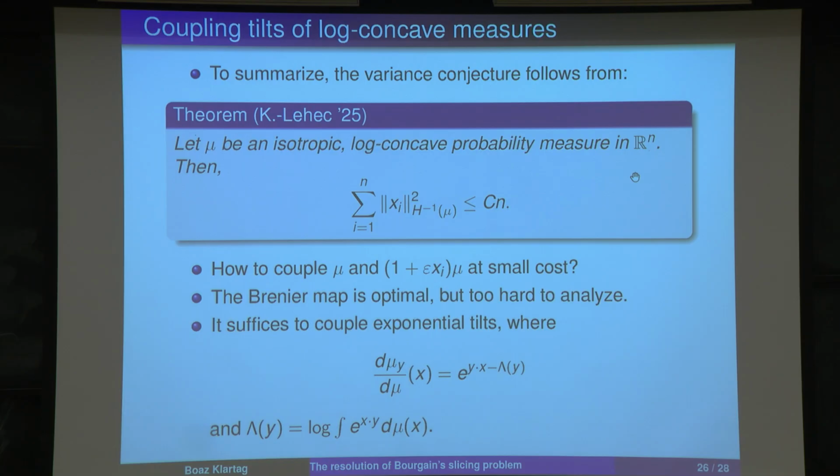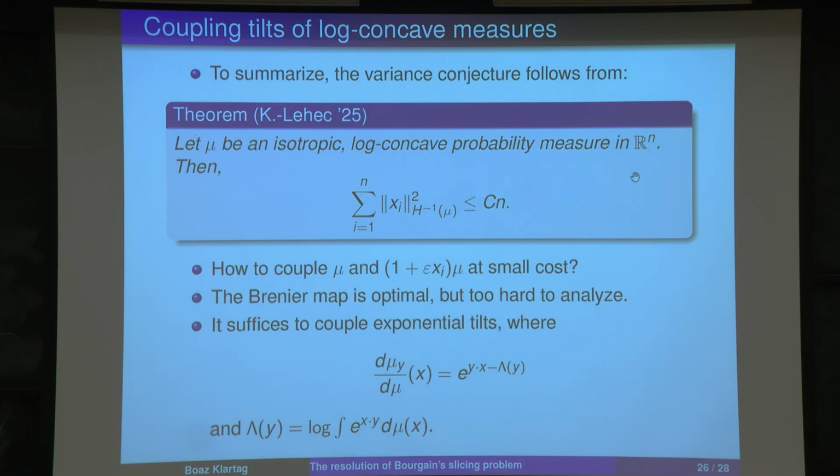Okay, so to summarize, we have some way to reduce the proof that the variance of some function is small to proving that some transport costs of the derivatives are small. This is only the log-concave case. So the thin shell, the variance conjecture follows from the following theorem. We claim that the H minus 1 norm of all of the coordinates, if we sum this, is at most a constant times n. Okay, so for any log-concave measure, we have this bound here.